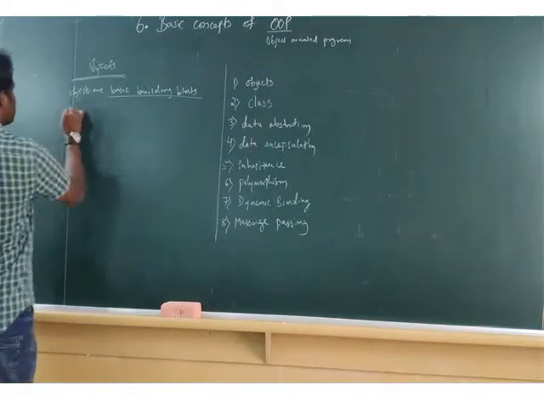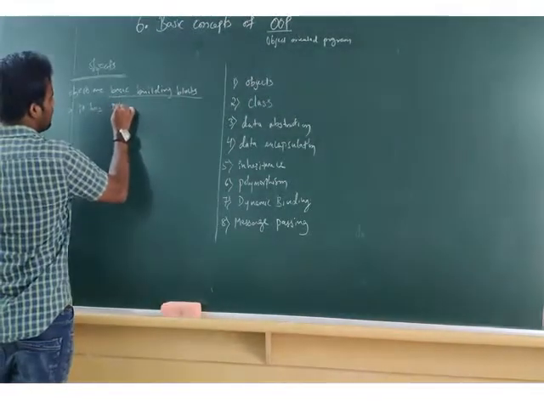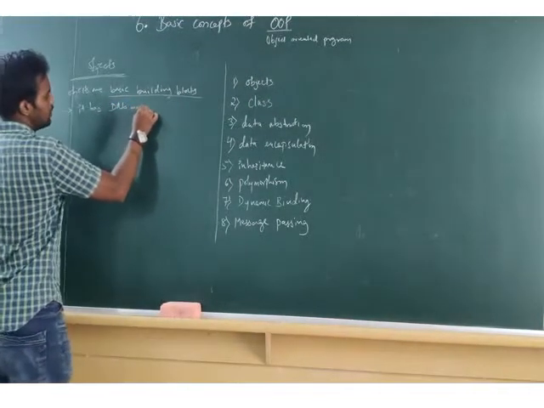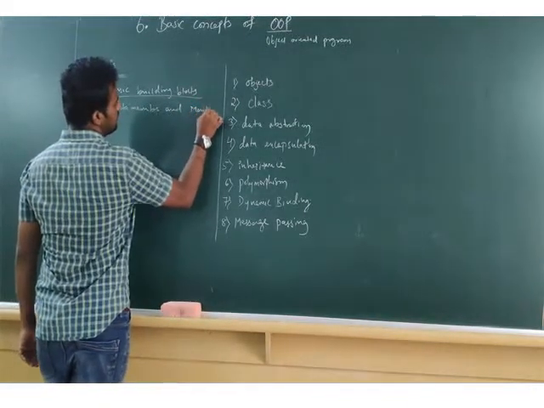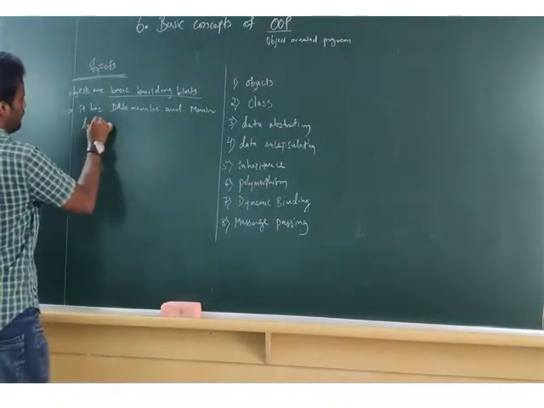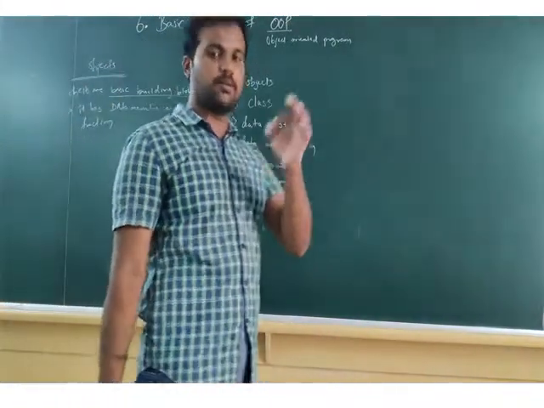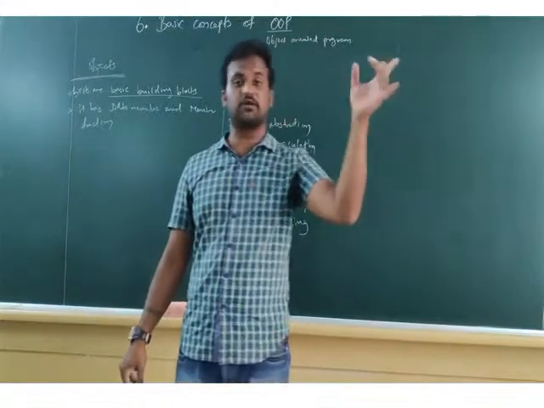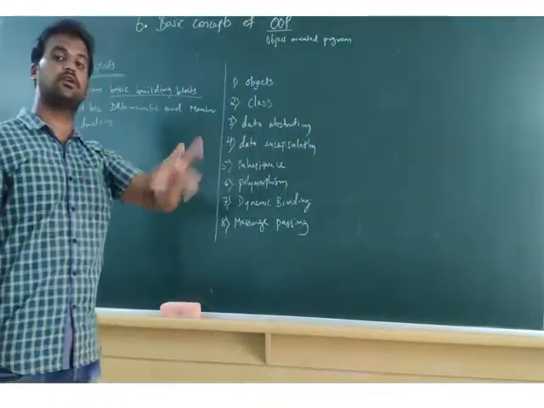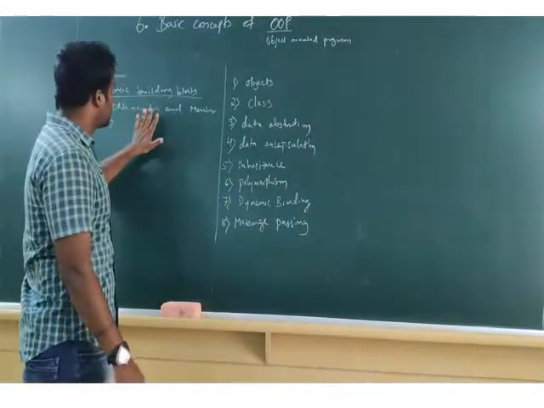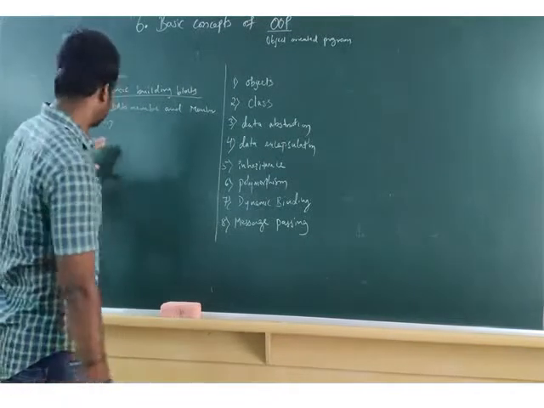Next, it has data members and member functions. What do you mean by data members? I have already told you, data members means data: A is equal to 10, B is equal to 20. Member function means sum is equal to A plus B, that is 10 plus 20 is equal to 30. That is a member function. So it has both. It has data also, it has logic also to write a program.